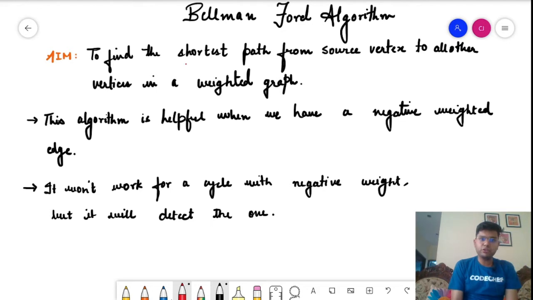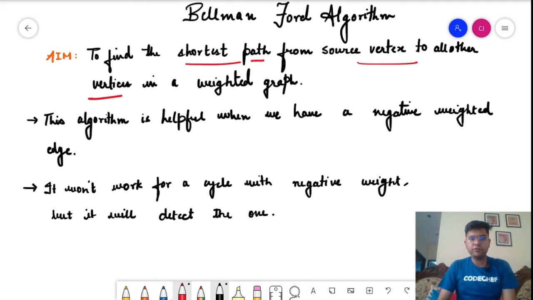We need to find the shortest path from a source vertex to the other vertices in a weighted graph, according to the sum of the weights in that path, from any source vertex to the other vertices in that graph. So the aim is the same, but why do we require the Bellman Ford algorithm?